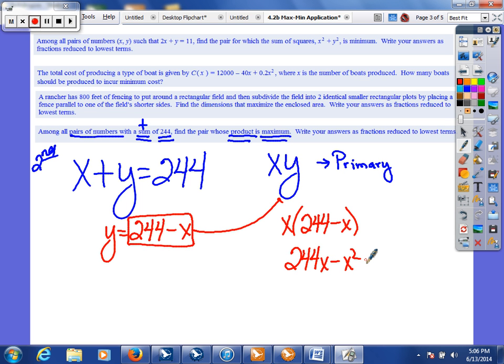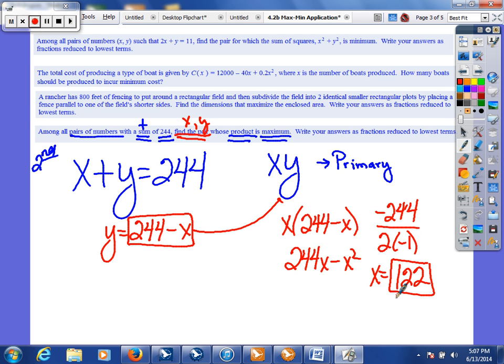And then what I do is go, okay, it says find the pair. So they're asking for the x and the y. So I need to find the x, which is the opposite of b, all over 2 times a. Okay. And what we end up getting is 122 for my x value. How do I find the y value? I substitute the x value back into the secondary equation. Boom, right there. And so I get 244 minus 122, which is again 122.